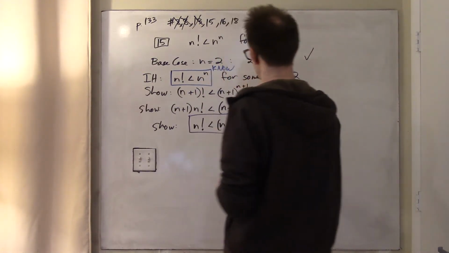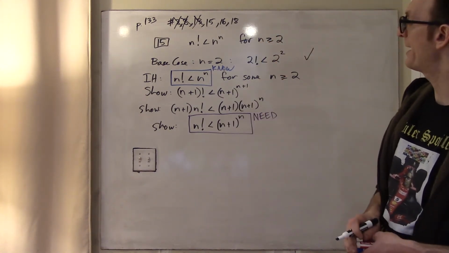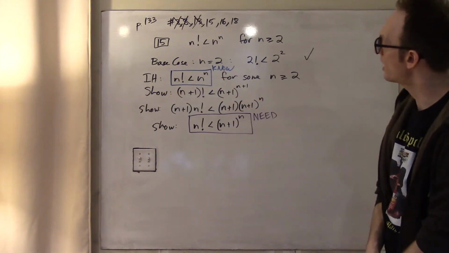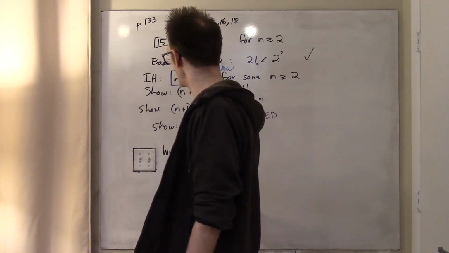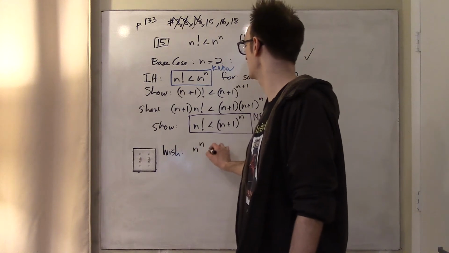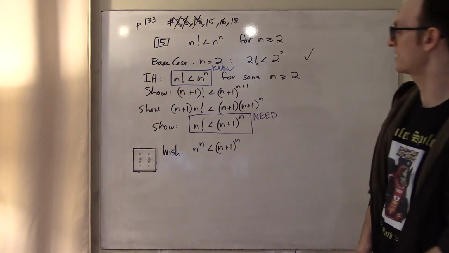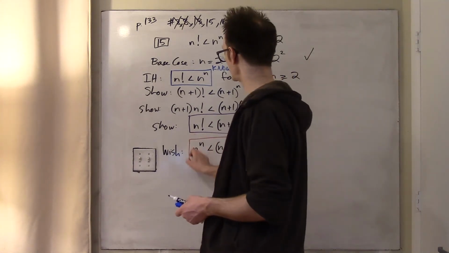I need this thing in the purple box. And okay, so how can I get from here to here? There are sort of many ways, but ultimately I need to show that n to the n is less than n plus 1 to the n. That is my wish. Why is this my wish?